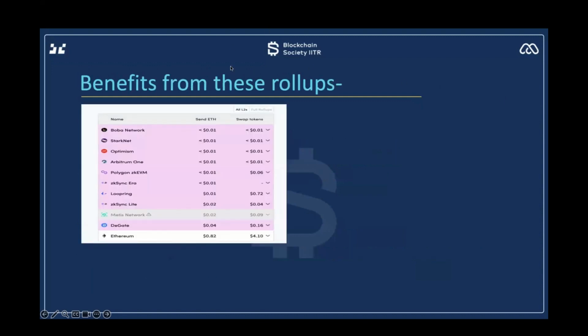So what is the benefit from these rollups? I've included the screenshots. It includes all the optimistic and ZK rollups. You can see that for sending ETH, the Ethereum mainnet takes $0.82 as fee, but Starknet takes 0.01, Optimism takes 0.01, Arbitrum takes 0.01. So these are the significant cost reductions that we are getting.